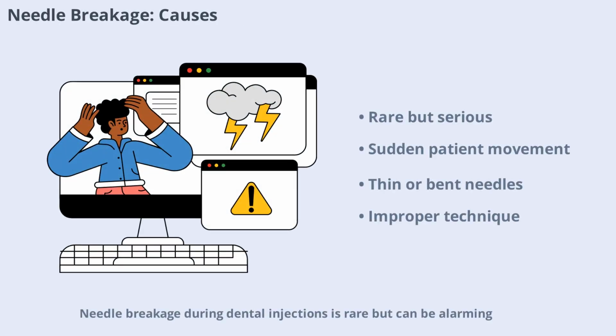Needle breakage during dental injections is rare, but can be alarming. It often results from sudden, unexpected patient movement or the use of thin, high-gauge needles. Other contributing factors include previously bent needles, redirecting needles within tissue, or manufacturing defects. Proper technique and equipment selection are crucial to prevent this complication.